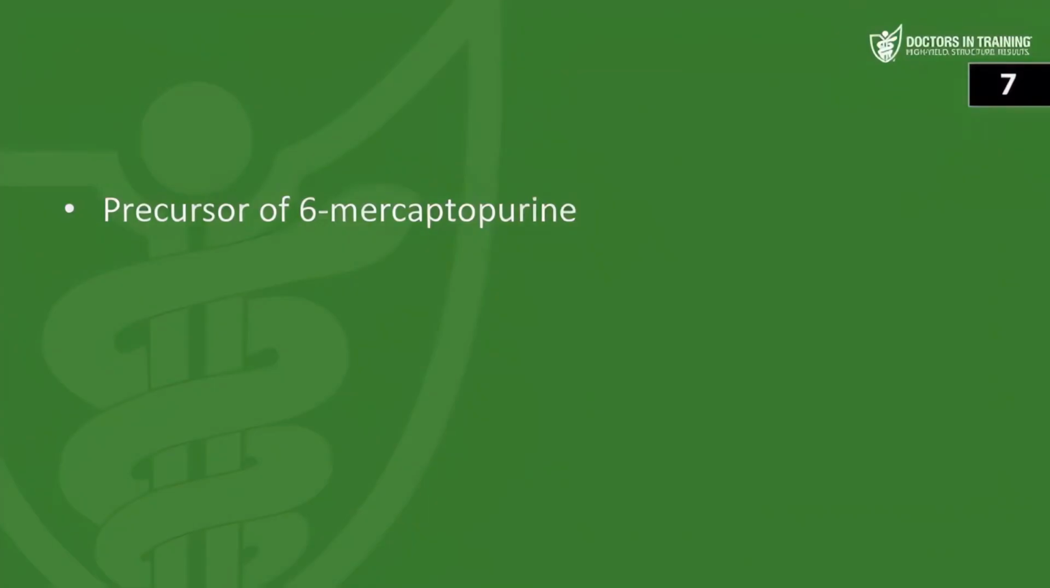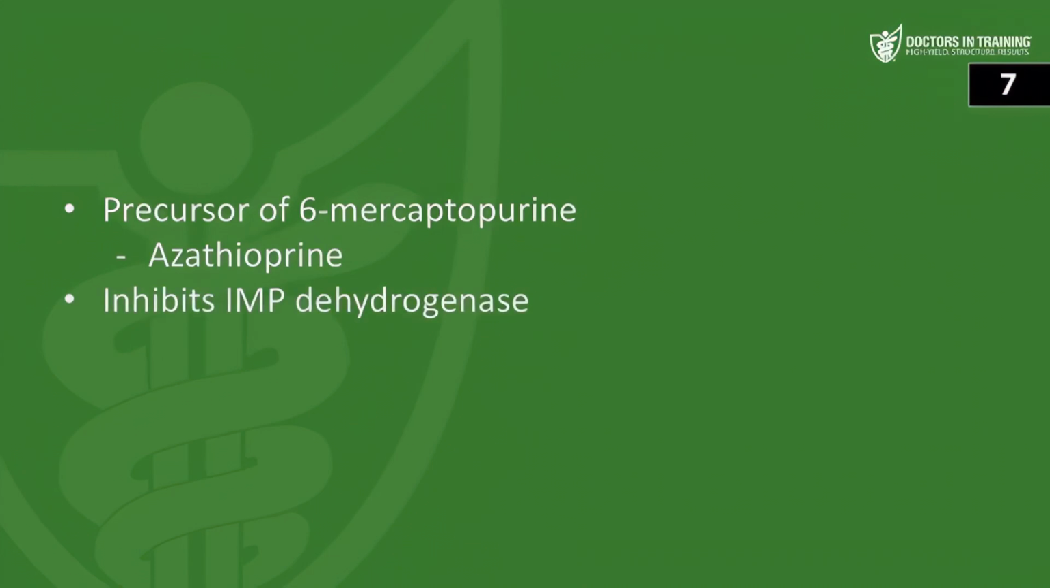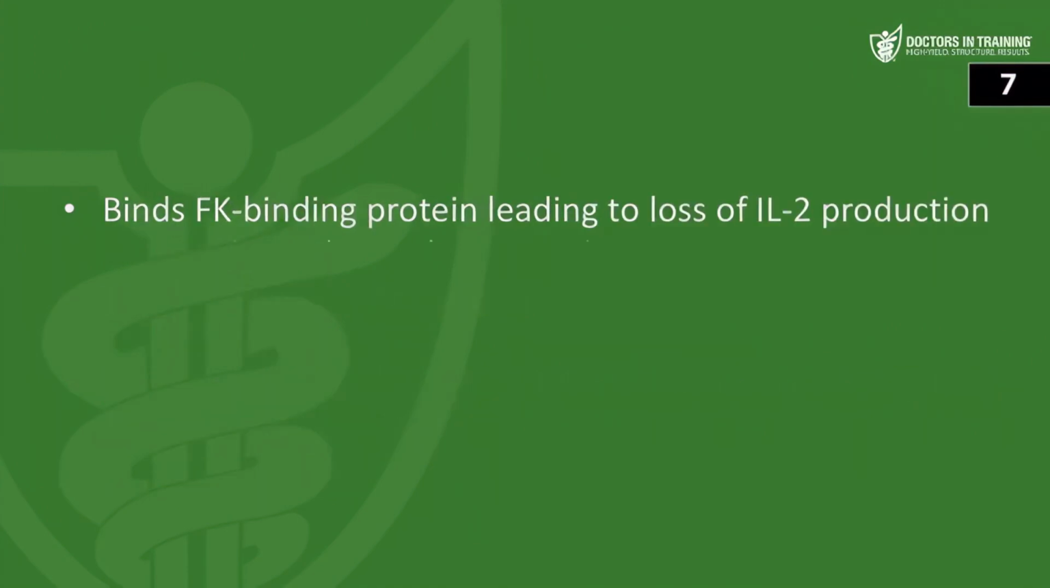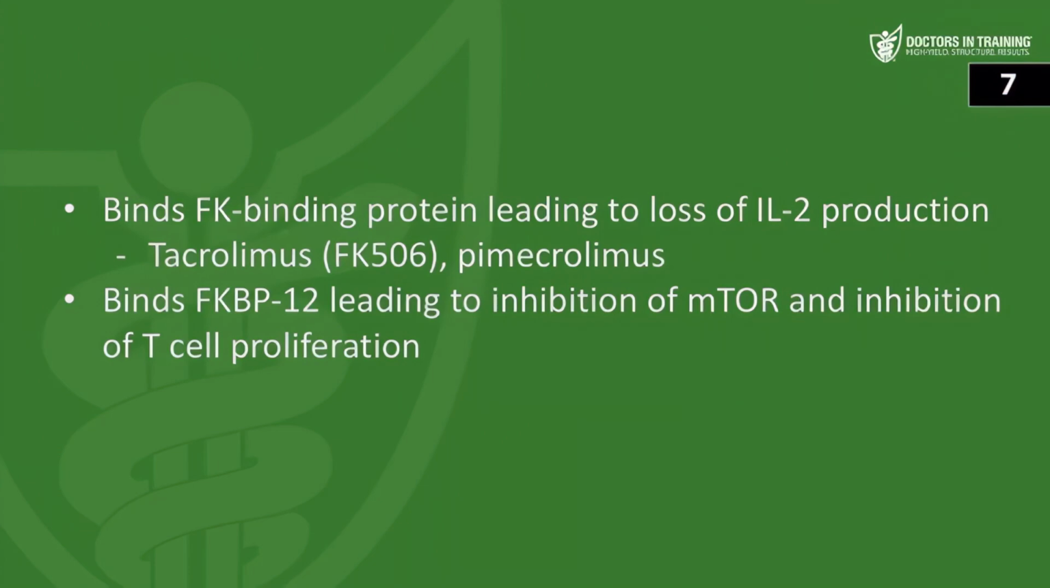The precursor of 6-mercaptopurine is azathioprine. Inhibits IMP dehydrogenase, that's mycophenolate. Binds to cyclophilins and inhibits calcineurin, resulting in the loss of IL-2 production, that's cyclosporin. Binds FK binding protein, leading to the loss of IL-2 production, it's tacrolimus or FK506, and also pimecrolimus.